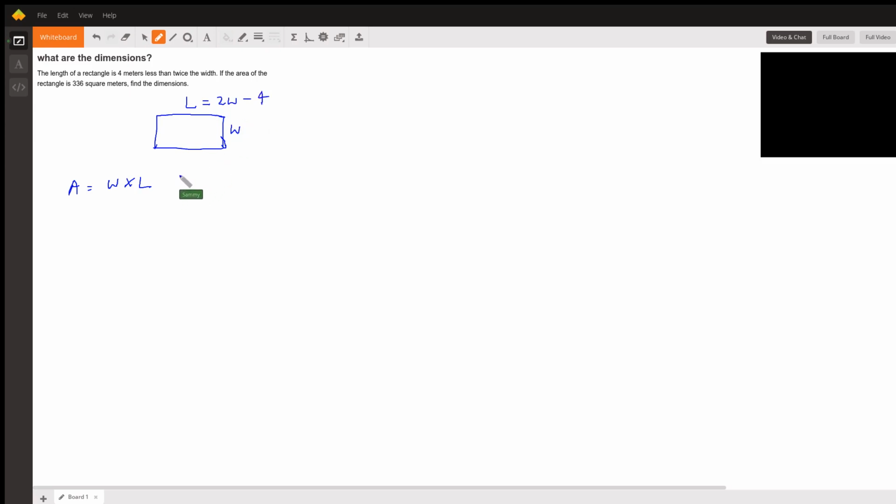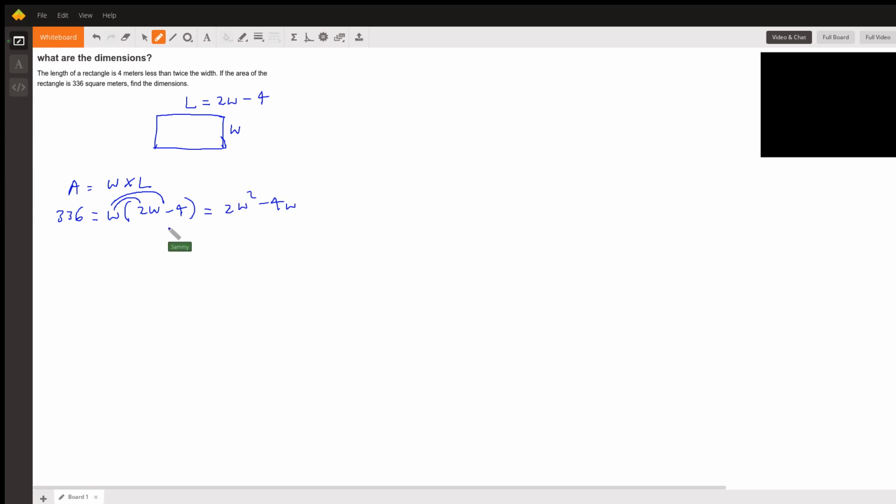Okay, and so we're given also the area. So the area is 336 square meters. So we can go ahead and plug that in right here, 336 for the area. That's equal to the width w times the length, which is 2w minus 4. So we can distribute the w to the 2w and to the minus 4. And so we'll get 2w squared minus 4w is equal to 336.